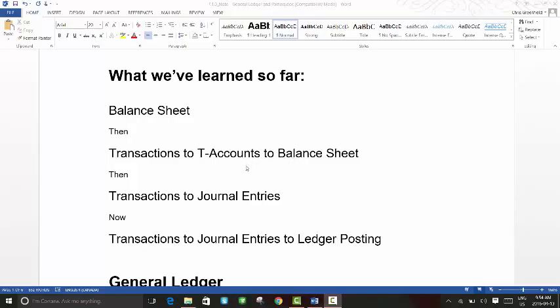The next thing we did is we learned about the journal. And so we kind of inserted that step in between transactions and T accounts. So we learned how to look at a transaction and then convert that to a journal entry. The next step would have been to post those journal entries to T accounts.